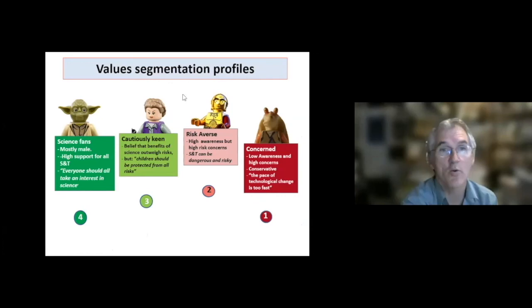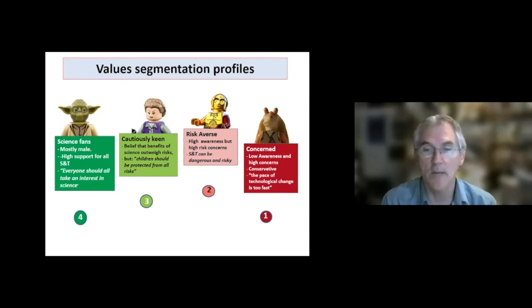The next group we call the cautiously keen. They believe the benefit of science outweighed the risks, but children should be protected from all risks, was the one value that most summarised them. Then they had the risk averse, high awareness, but high risk concerns. The one value that most summarised them was science and technology can be dangerous and risky. Finally, concerns, low awareness and high concerns. Very conservative. The one value that most summarised them was the pace of technological change is too fast.